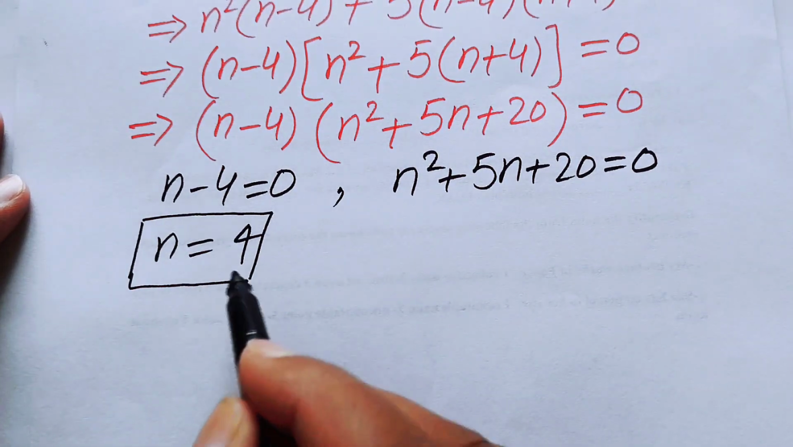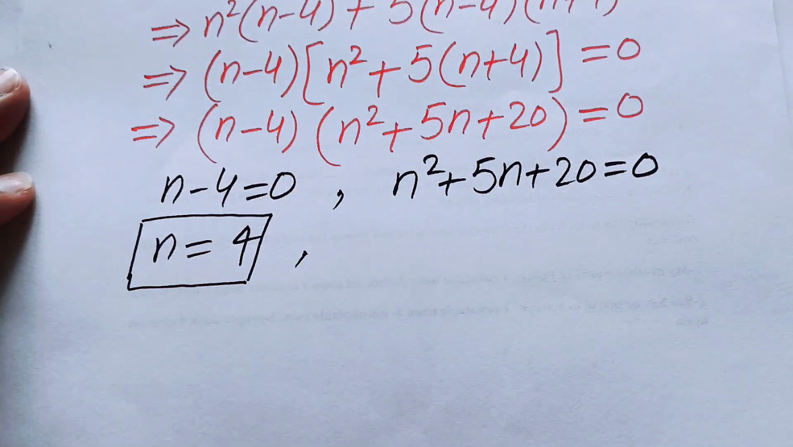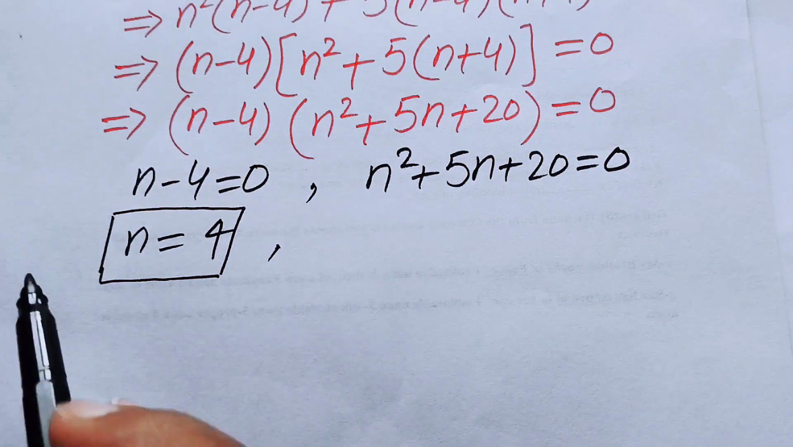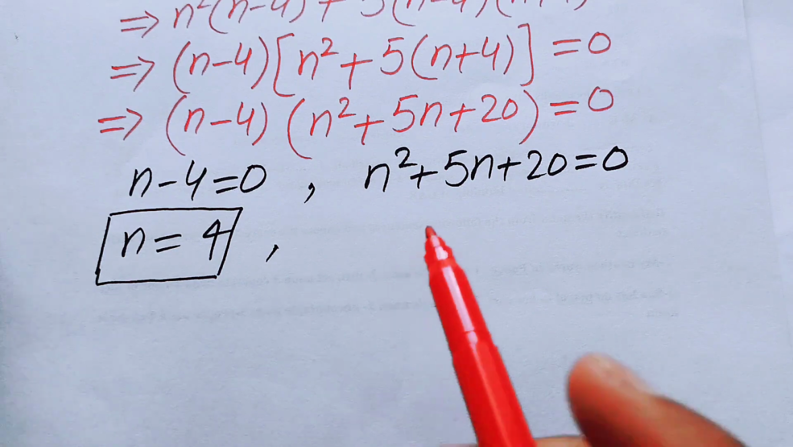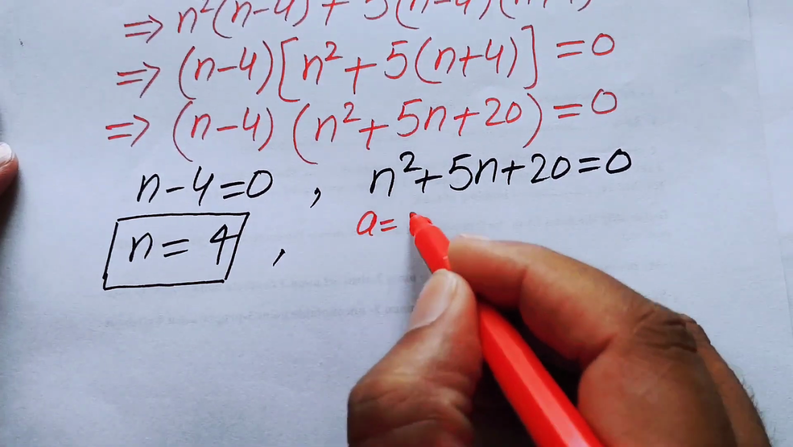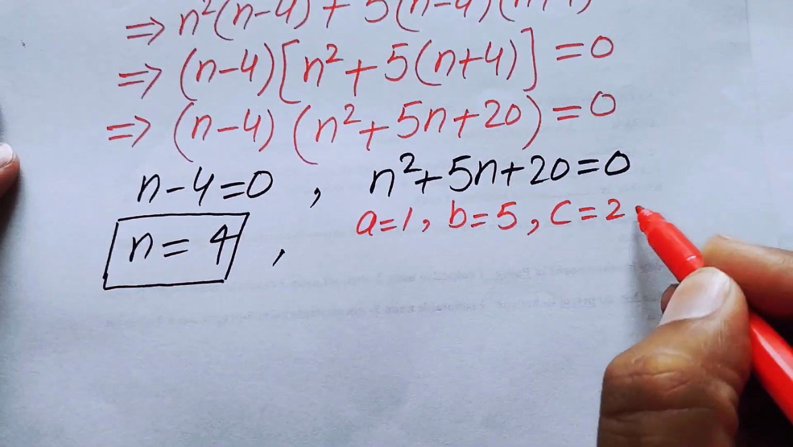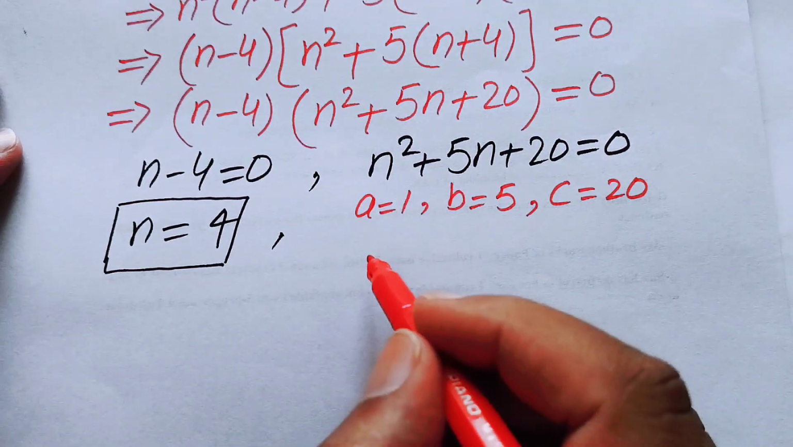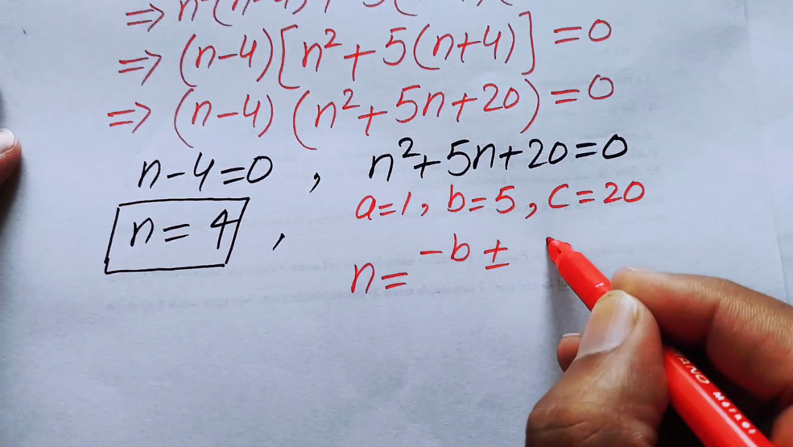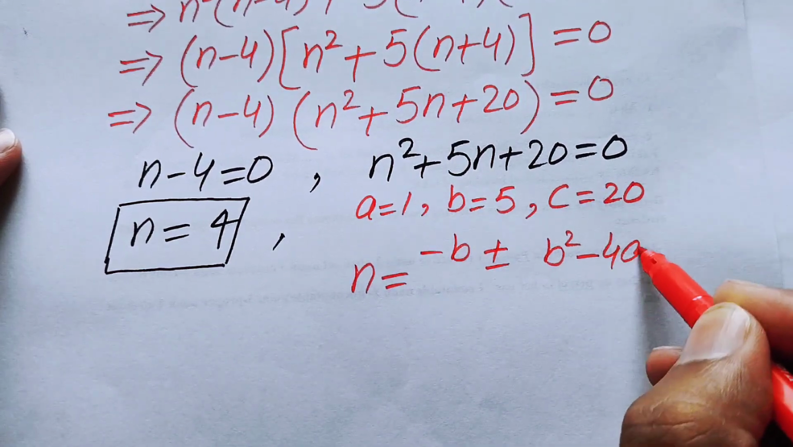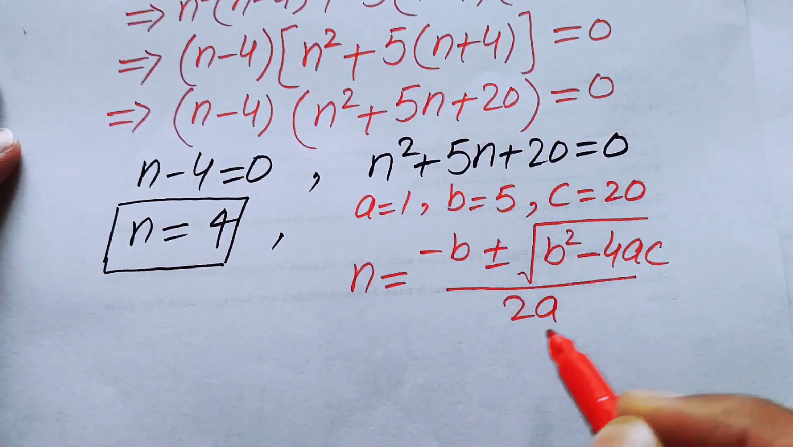And now we can solve the second case, and in this case we get the other roots of the given equation, so now I can apply the nice quadratic formula in order to solve this quadratic equation. So here we have a is equal to 1, b is equal to 5, and c is equal to 20. And our quadratic formula is n is equal to minus b plus minus square root of b squared minus 4ac, over 2 times a.